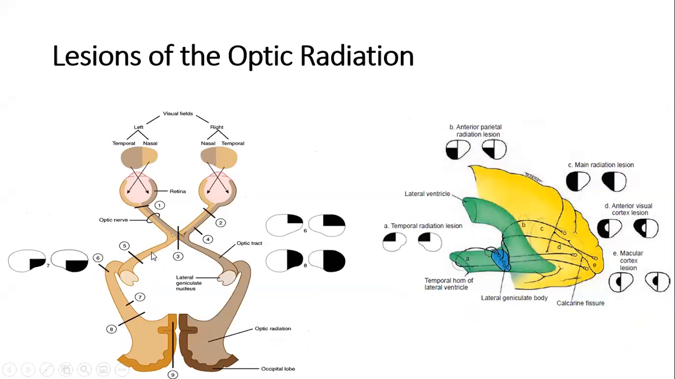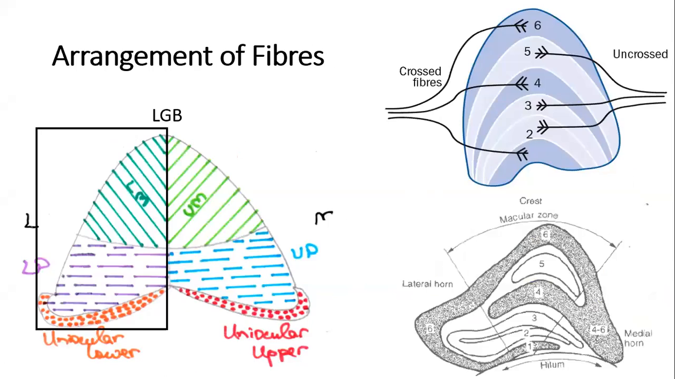So what happens if there is a temporal lobe lesion? If there is a temporal lobe lesion, these temporal fibers are going to get affected. That is lower temporal. Sorry.